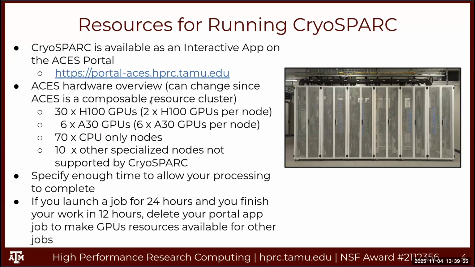Okay, so we have a number of H100 GPUs. Generally we have two. The number of GPUs per node ranges from 2 to 8. We have some A30 GPUs, and there's a lot of other nodes. There's some CPU nodes, and then there's also some other nodes with other accelerators, like the PVC GPUs, that CryoSPARC does not support.